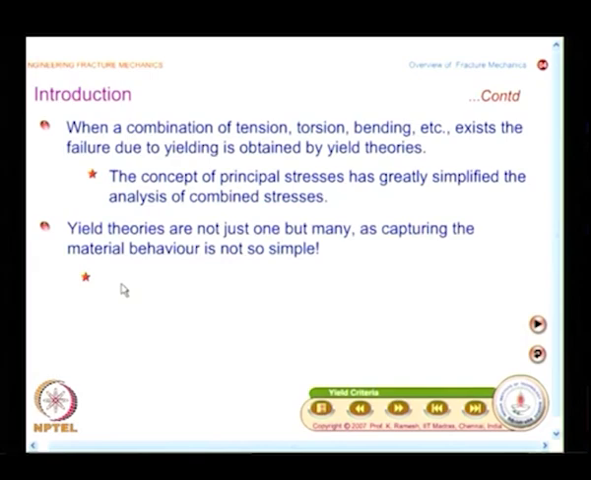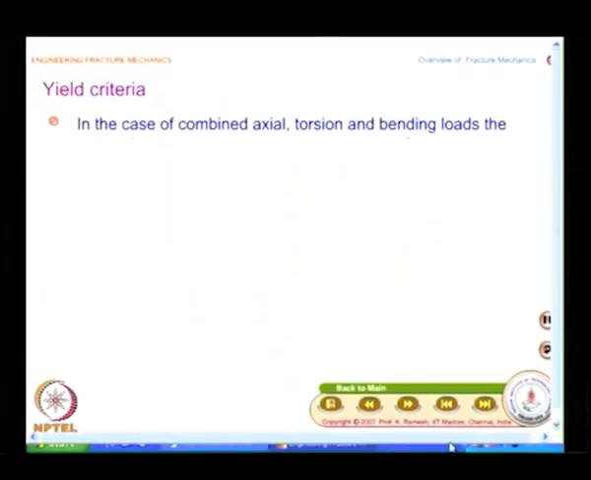And when you look at the yield theories, are they just one? You had idealized the material as homogeneous, you had also idealized it as an elastic continuum, you did not consider inherent flaws. With all such simplifications, when you want to go and analyze a structure with combined loading, you invented the concept of principal stresses, which simplified drastically, but you could not have just one yield theory to analyze and predict what would happen to a ductile material. So, you had different yield criteria.